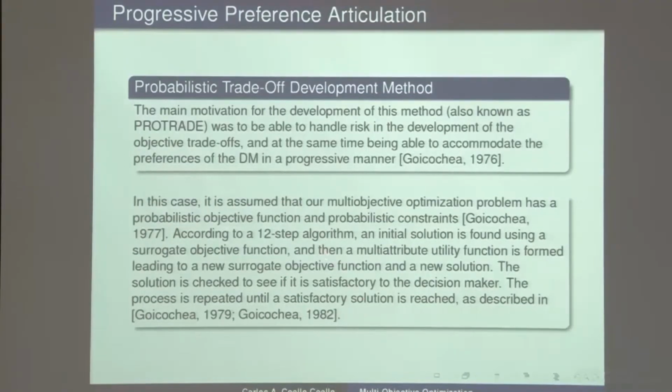And the algorithm, I won't get into details of the algorithm, is a 12-step algorithm in which an initial solution is found using a surrogate objective function, and then the method uses multi-attribute utility functions for producing a new solution. And then they check, showing the solution to the user, if this solution is satisfactory, and this process is repeated until a satisfactory solution is reached.